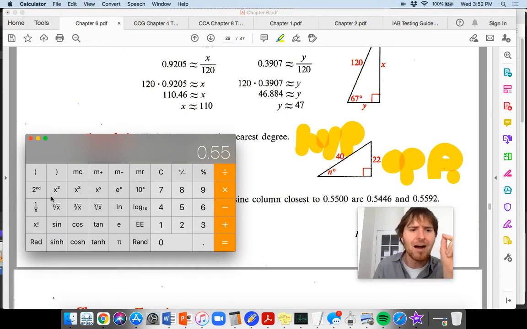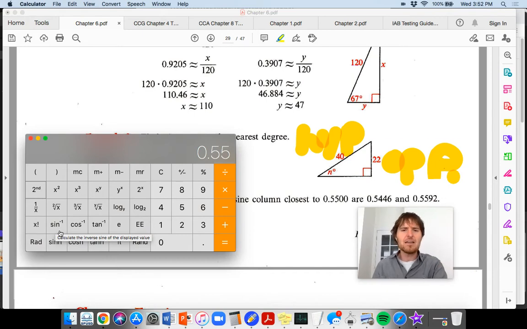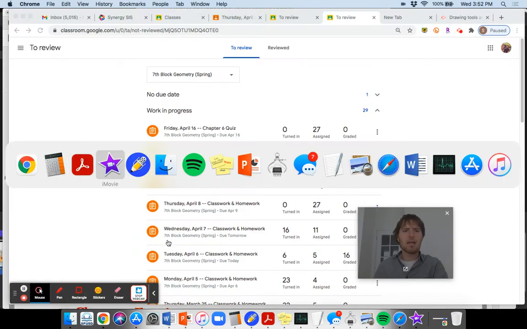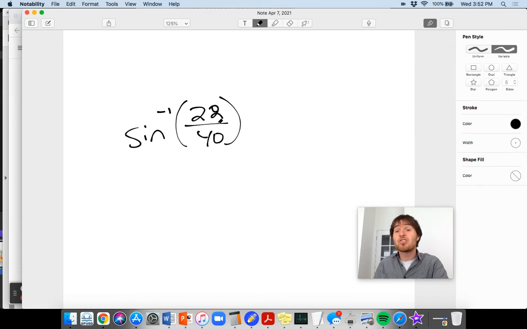I'm going to hit the second button, and I'll hit sine to the -1. Because the idea of this is, right, sine to the -1, this is what you're telling your calculator. It means if I have a 22 to 40 ratio of opposite over hypotenuse, that's a particular sine ratio of a particular angle. I can use that to solve for that particular reference angle measurement.